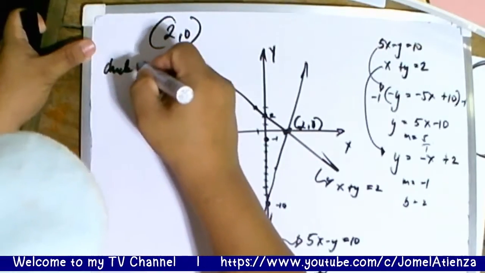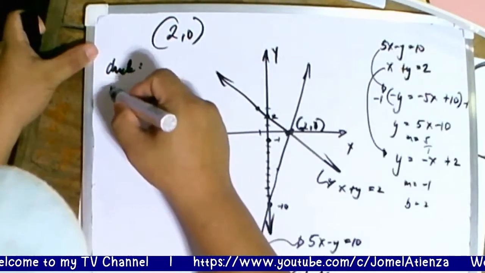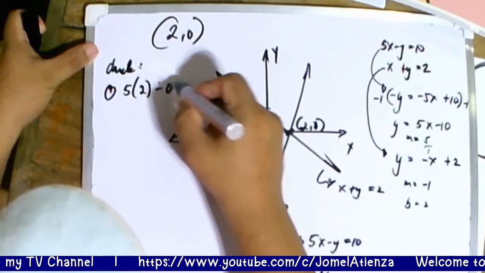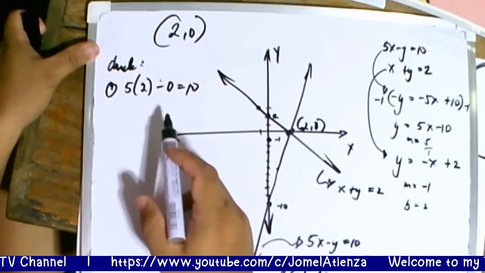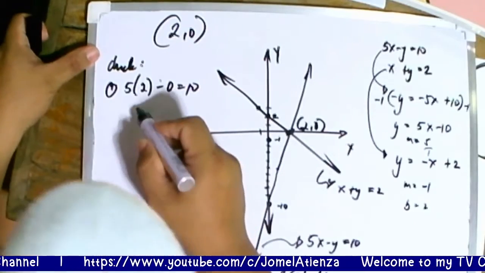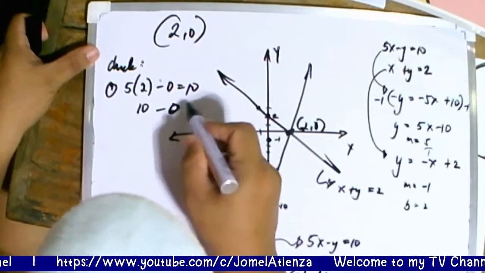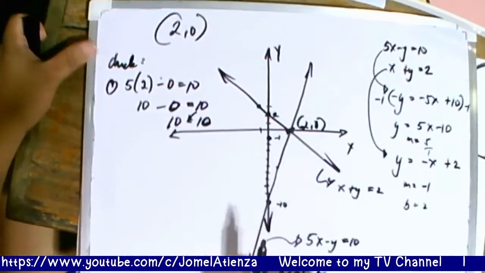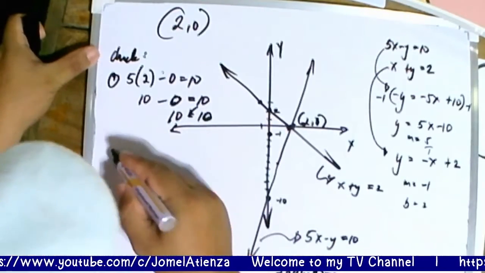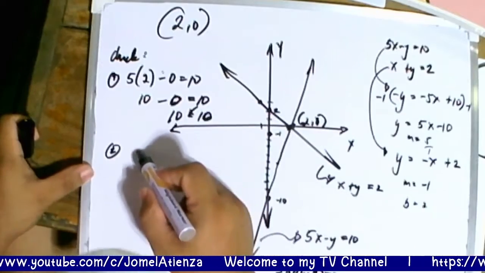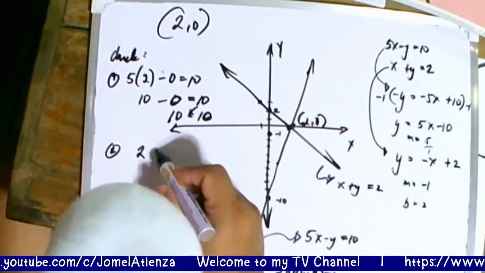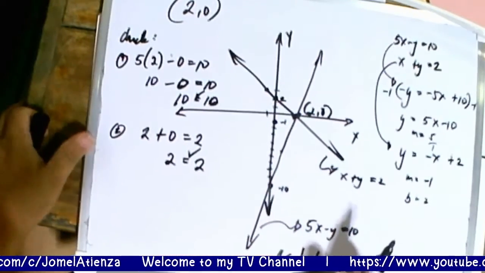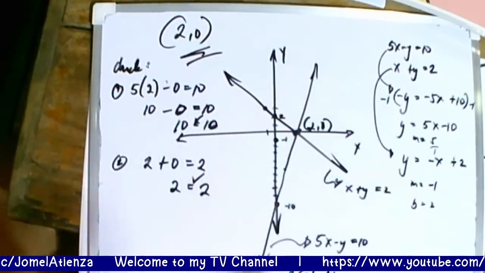Now, let us check. For the first equation, we have 5 times 2 minus 0 equals 10. Substitution. Ano? Substitute the value of x and y. So, we have now 10 minus 0 is equal to 10. So, 10 is equal to 10. Both sides are equal to 10. So, the solution set is correct. And then, for the second equation, we have 2 plus 0 is equal to 2. So, both sides are equal to 2. Okay. So, therefore, the solution set is correct.